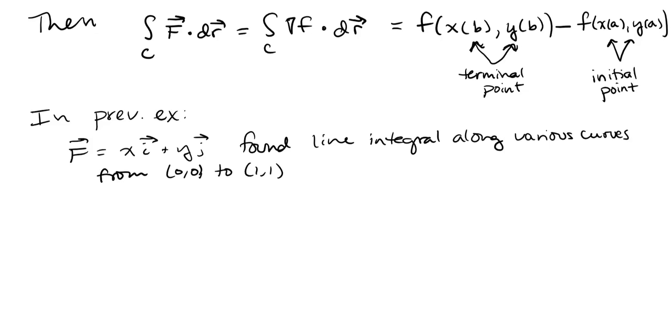We're going to see if there's a different way to do it rather than actually parametrizing the curve and using the definition of this line integral. One of the things we're going to need up top is the potential function. Let's first confirm F is conservative.